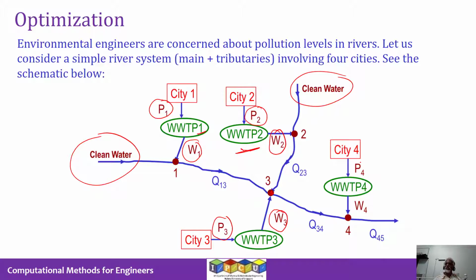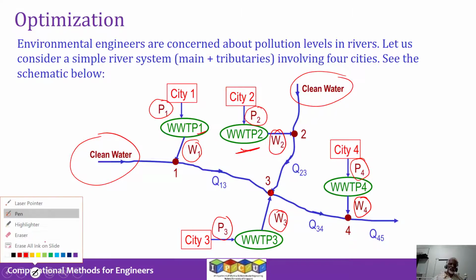And city 4 produces pollutant amount P4. After the treatment in wastewater treatment plant 4, which is dedicated to that city, W4 amount of pollutant is discharged into the river and the discharge from wastewater treatment plant 4 joins the river at junction 4. So the points where the wastewater treatment plants discharge the pollutant into the water body are the junctions that we need to take a look at. All right, so this is one aspect of it.